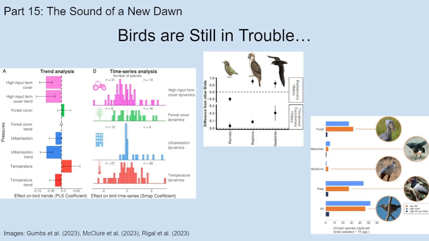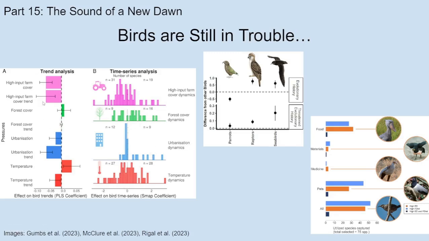So they looked at population trends in many different European bird species across several decades, and then tried to correlate that with various major human-caused changes in the environment. So for example, the increase in the amount of farm cover, so agricultural practices, or changes in forest cover, like people either planting trees or cutting them down, or changes in urbanization, the spread and increase in size of cities, and also, of course, climate change, like changes in the overall average temperatures over time.